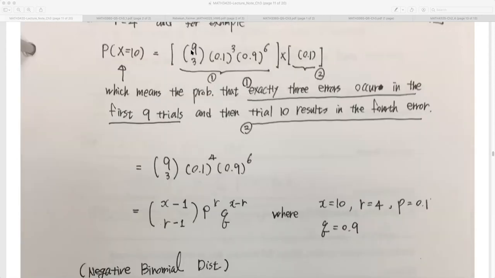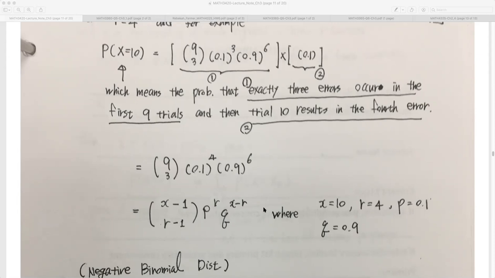So doing this, we're going to get this. And 9 choose 3, where did we get it? Generalizing, 9 is actually x minus 1. X is the number of trials until we get our successes. And 3 is r minus 1. And the 0.1 is p. And then this 3 is r minus 1, right? But we get one more term, 0.1, so eventually we get 0.1 to the fourth power, which is why we have r right here. And 0.9 to the 6th comes from x minus r. That's the PMF, probability mass function, of the negative binomial distribution.